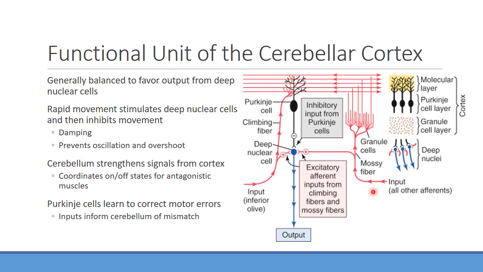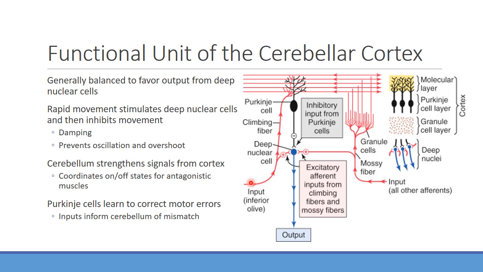So basically what we see happening is that you can have different types of inputs coming in. You can have what we call climbing fibers, or we can also have mossy fibers. You can kind of see why they call them mossy fibers based on the way they split and communicate out with the different areas of the cortex here. But essentially, all the inputs as they come in are initially going to be initiating activation or excitation of the deep nuclei cells.